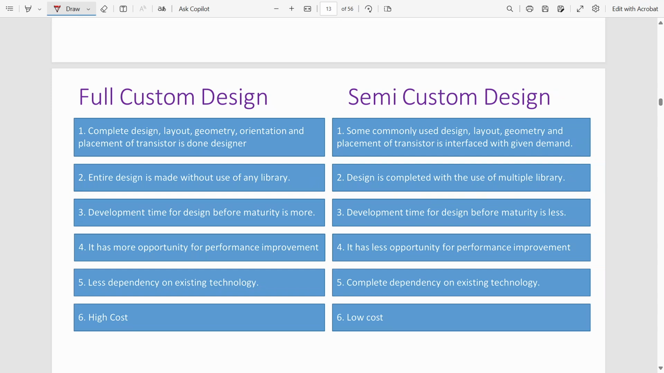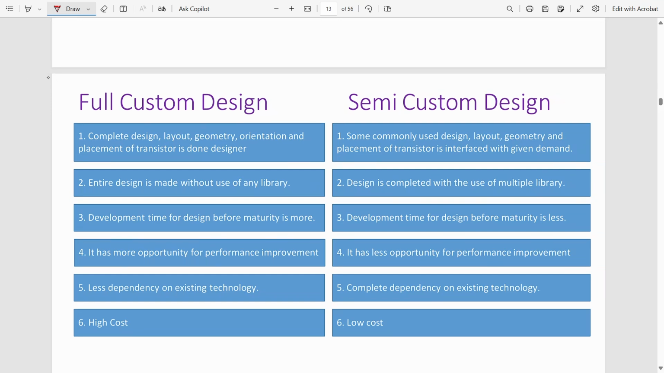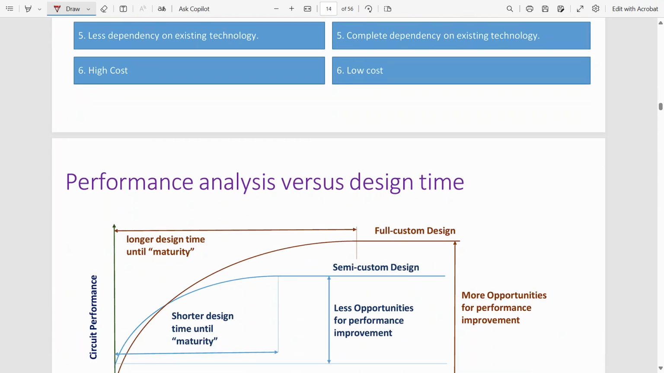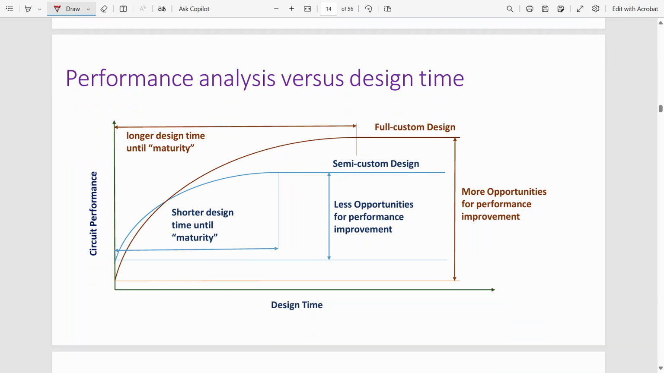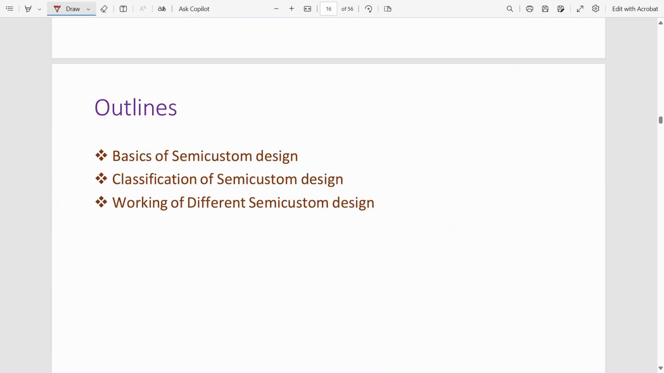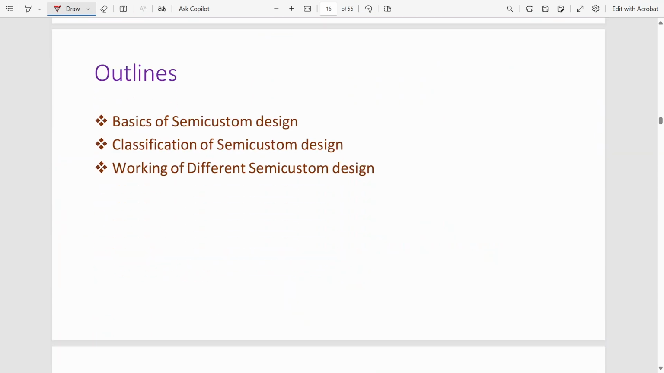So whatever these ASICs are, ASIC design is there, no? So from scratch they will design. So ASIC design, application specific integrated circuits. This is full custom design. Okay, and next, performance analysis I told you, design. Okay, performance analysis. Semi-custom. So what is semi-custom? Basic semi-custom design, classification of semi-custom design and working of different semi-custom designs.